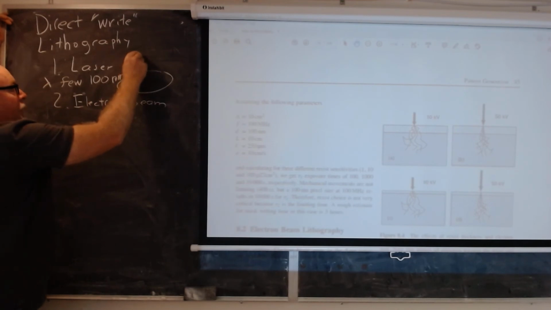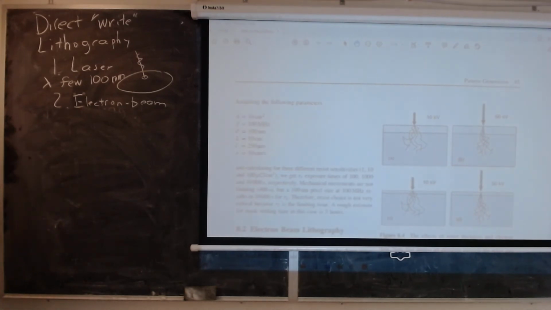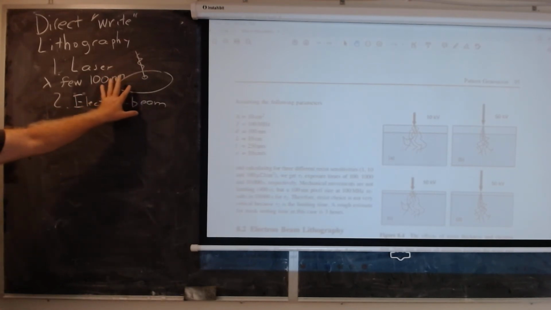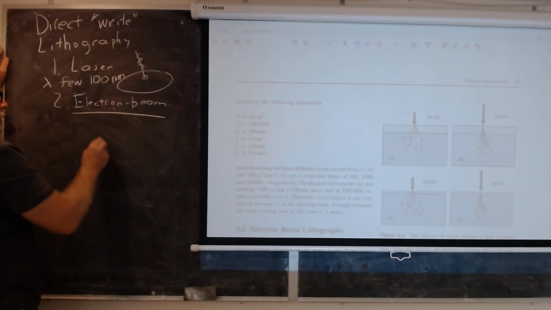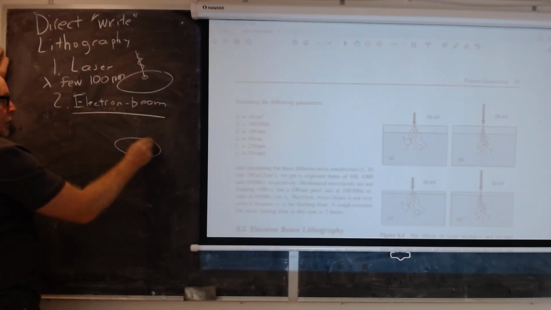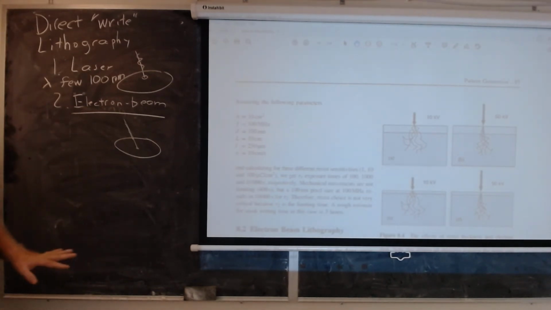And the wavelength limits how big your spot is. It's called the diffraction limit, and we'll talk a little bit more about that when we do optical lithography. But the point is that a laser has a large wavelength, and so it can only make very large spots using direct writing. So people don't tend to use a laser, they tend to use an electron beam, because an electron beam has a very short wavelength, and so it makes a very tiny spot. Now, for those of you curious about the physics of this, that's not the whole story.